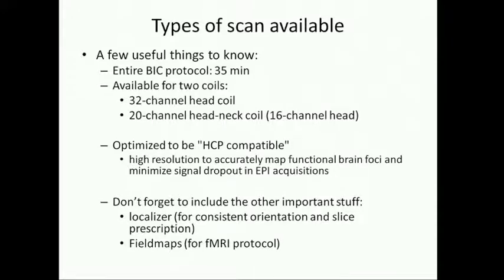It's available for 2 coils, a 32-channel head coil and a 16-channel head coil. There are a couple of differences between these, such as the size of the head that you can fit inside of the coil and the quality of the data that you get. So it's always worth having a discussion with someone at BIC about which of the coils is best for you to use. But the BIC protocols can be used for either. They're optimized to be HCP compatible.